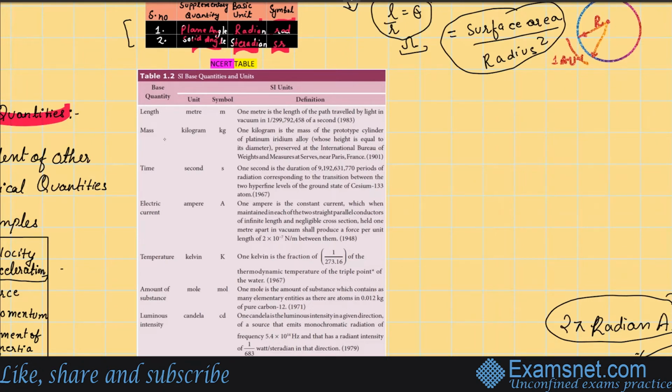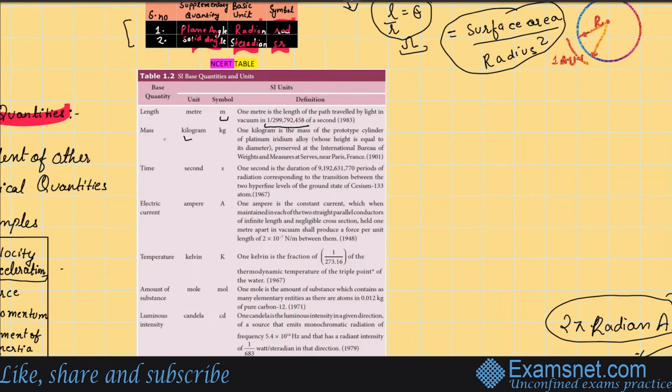This is from the NCERT table. You can read this. So let's read this with you, like how you define the meter. 1 meter is the length of the path traveled by light in a vacuum, where there is no air. So in 1983, somebody came and said that this particular thing is known as a meter.